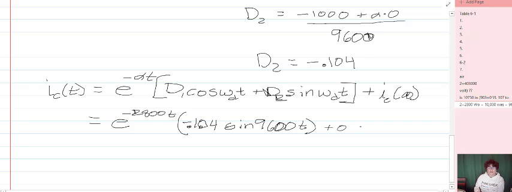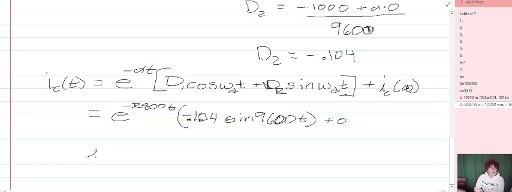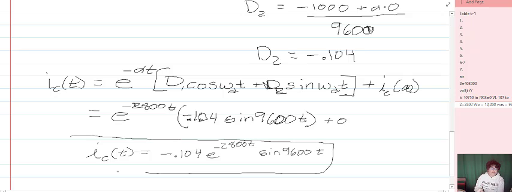And so our current is minus 0.104 e to the minus 2800 t sine 9600 t, which is what we expected to get. When I did this before, I took the derivative and got that tiny little insignificant part that had the cosine in it, that was so small it must have been due to rounding error.